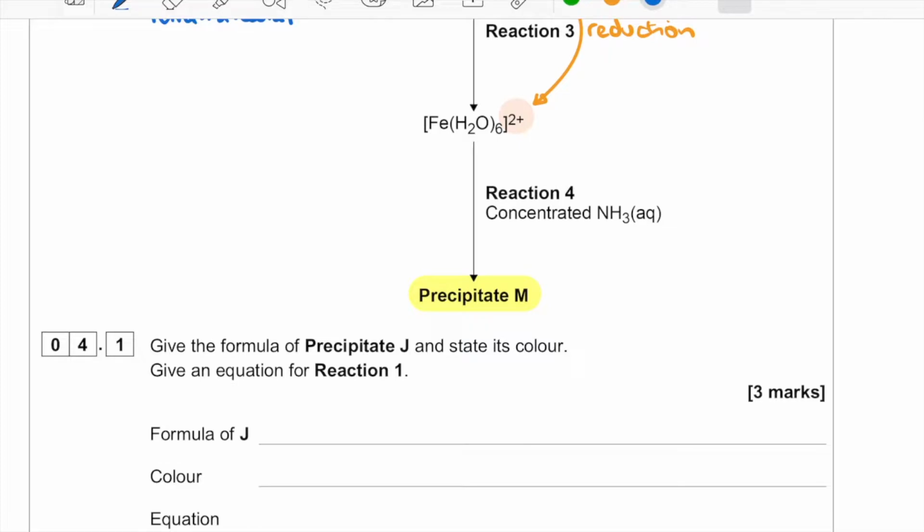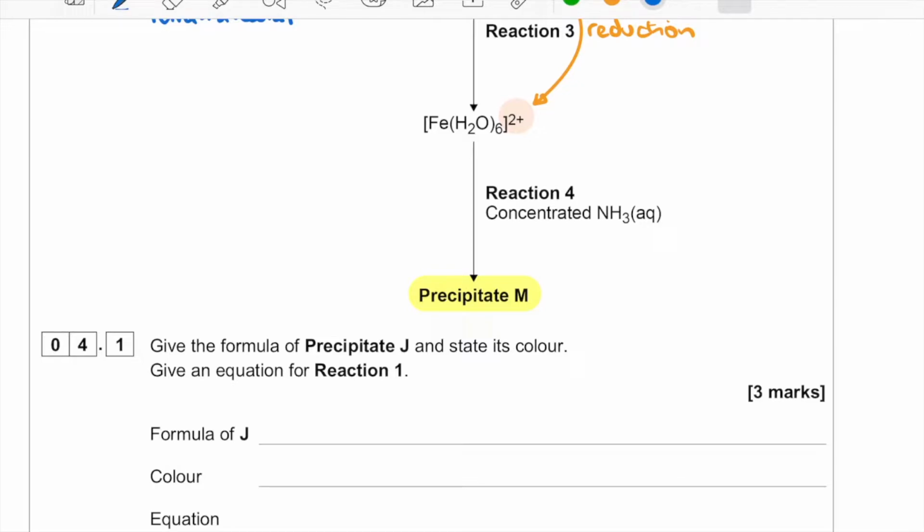So we've gone from 3 plus to an overall charge of 0 in precipitate J. So thinking about that, if this is an acid base, then the metal hexa-aqua ion is acting as a proton donor, is releasing H plus ions. And if it's gone from 3 plus to 0, it must release 3 H plus ions. These H plus ions will be coming off the water ligands.